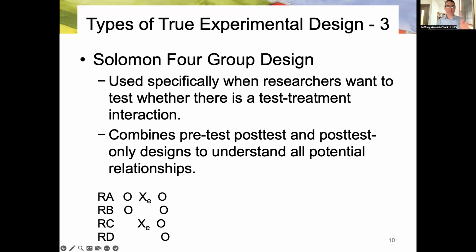Group B, we make one change where they get no treatment, but they have pre-test and post-test observations. Group C doesn't have the pre-test, but they do receive the experimental treatment with a post-test observation. And then group D has only the post-test observation. So this is another way in which we can go about it that provides a little bit more insight into what's happening in the experiment.